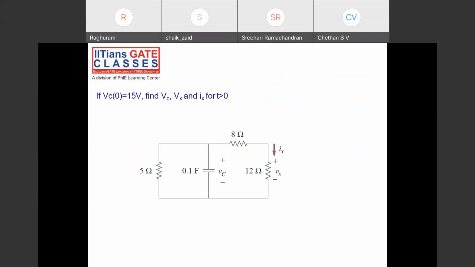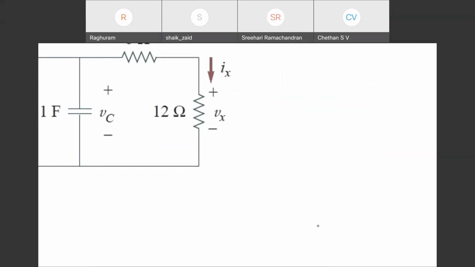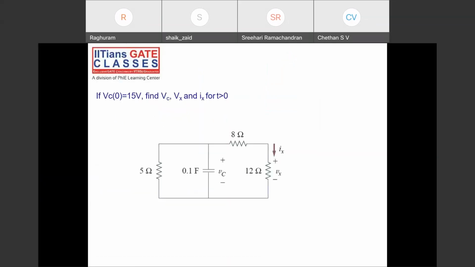Okay, look at this, everyone. VC of 0. It's an RC circuit, a source-free RC circuit. As I told you, only one equation will have. V of t is V naught e power minus t by tau, where tau is equal to R equivalent into C equivalent.